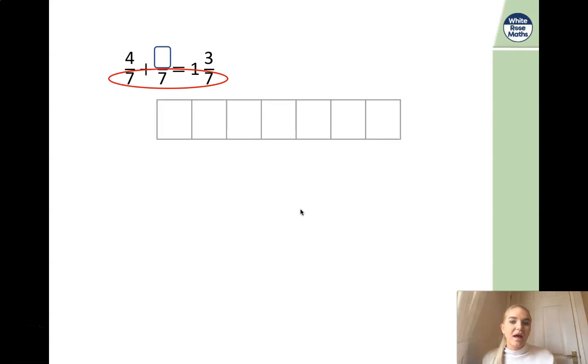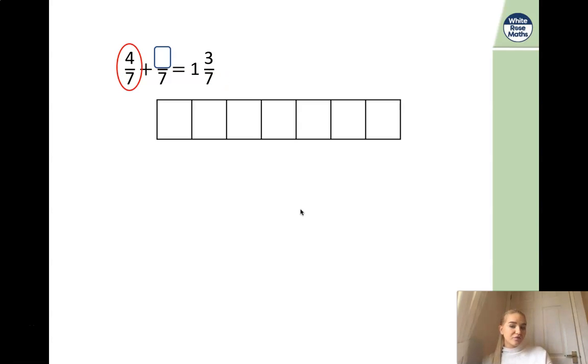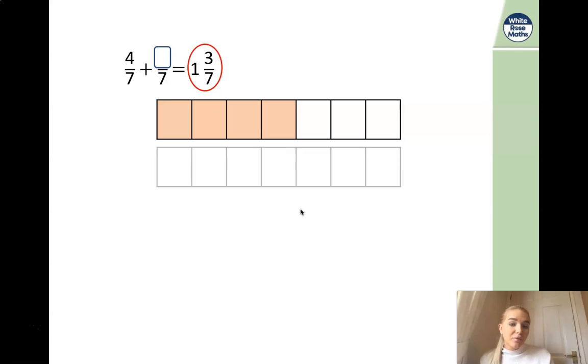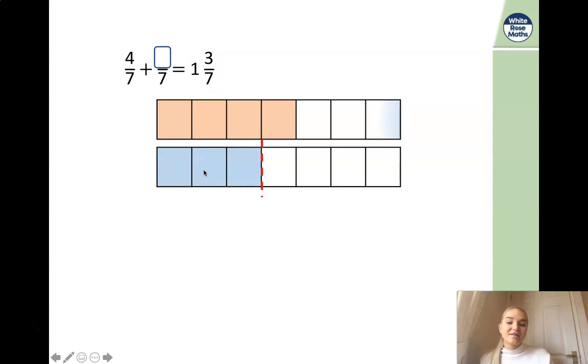Maybe that was a bit tricky. Let me show you. So, we have got a bar model and we have split it into sevenths again. Now, if we know our first fraction is 4/7 and we are making 1 whole and 3/7, we know that we need this whole to be complete, but we also need another bar with 3/7 on it. And we can see here that to get to 1 whole and 3/7, we need to add 1, 2, 3, 4, 5, 6, 7. So 4/7 add 6/7 is 1 whole and 3/7.